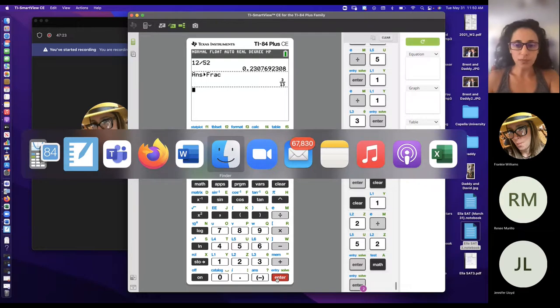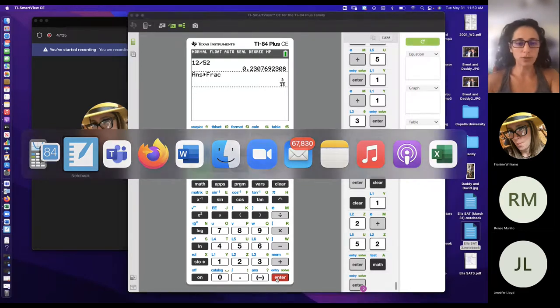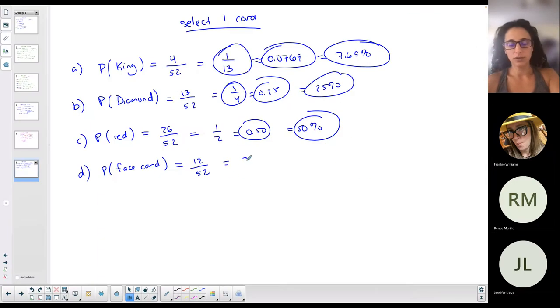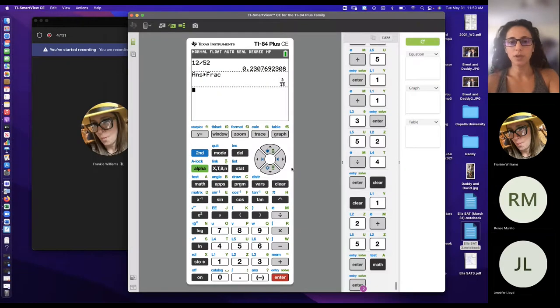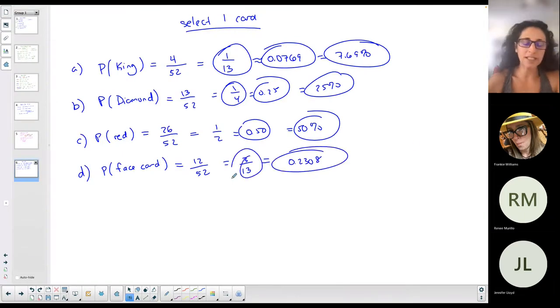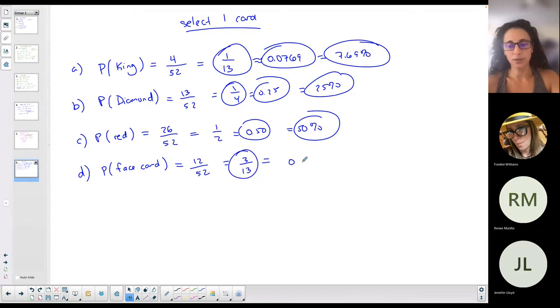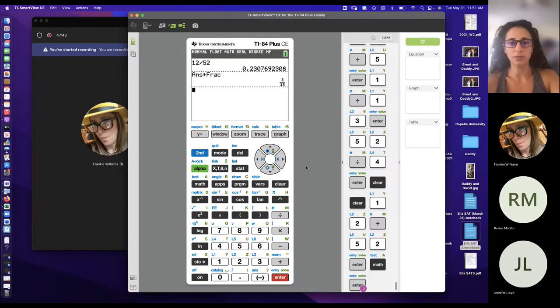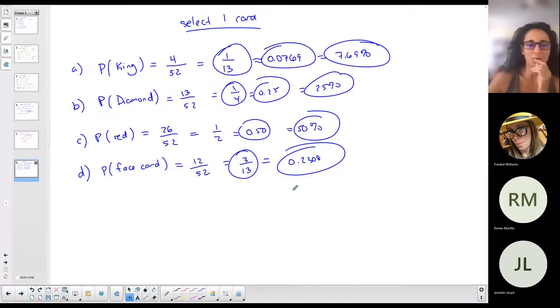So the calculator will do this, and this is good for the multiplication rule too. Obviously this one we could do by hand, but it gives 0.2308, and so on. It can simplify some of these fractions for you too. I'm going to come back to that again as we start doing the multiplication rule when I get there.